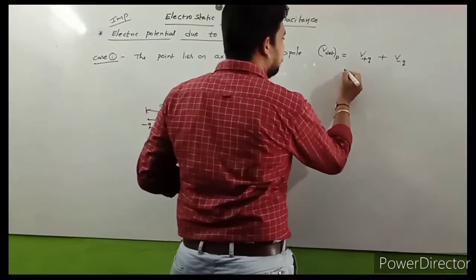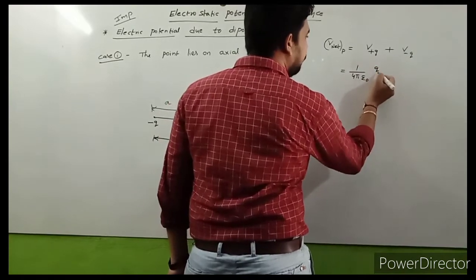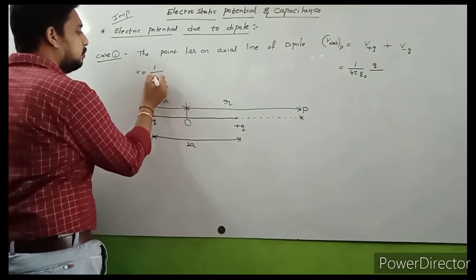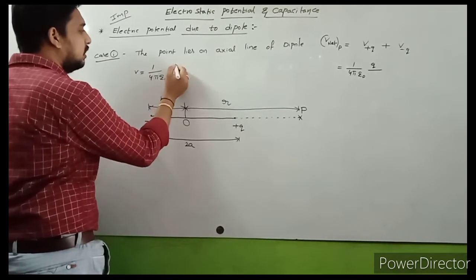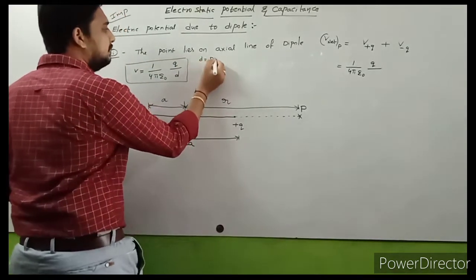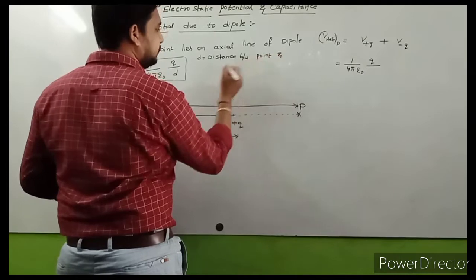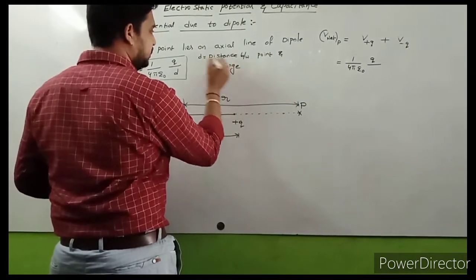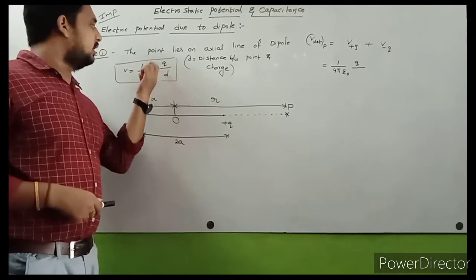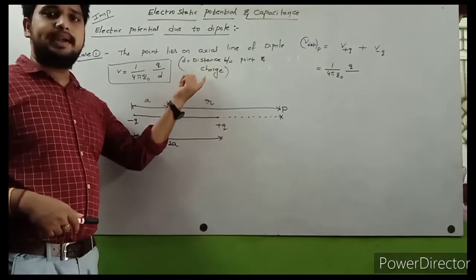Now I consider the formula of electric potential, which you already know. The general formula is the potential due to a point charge: V is equal to 1 by 4 pi epsilon naught into Q by D. Here D means the distance between the point and the charge.